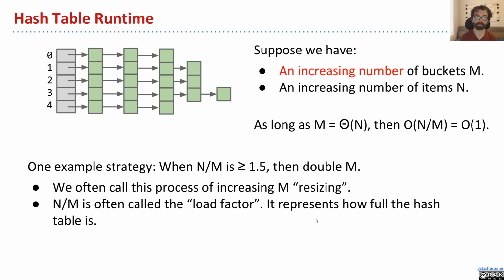Okay? So an example strategy we might do is that let's keep track of n over m. And if it's ever bigger than 1.5, then we'll double m. And we call this process resizing. It's just like when we had resizing arrays before. I should mention that n over m is often called the load factor, and it basically represents how full our hash table is. So if it gets too full, add more buckets.